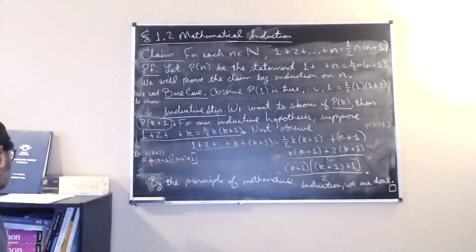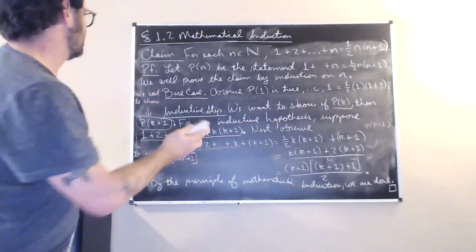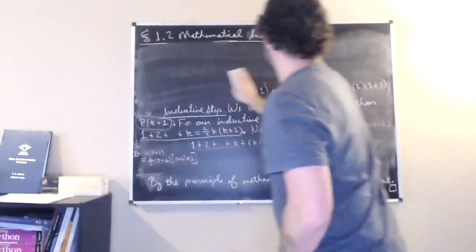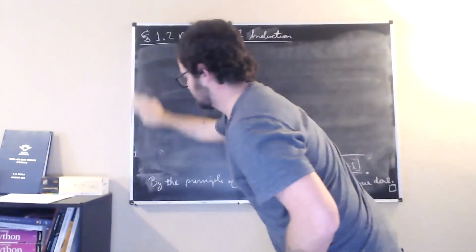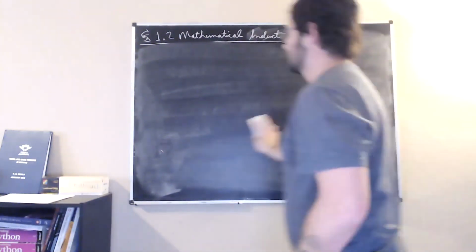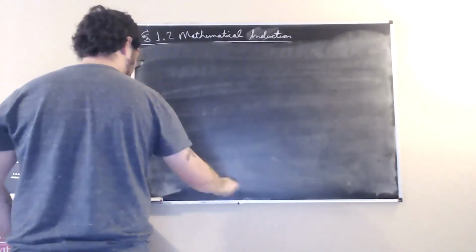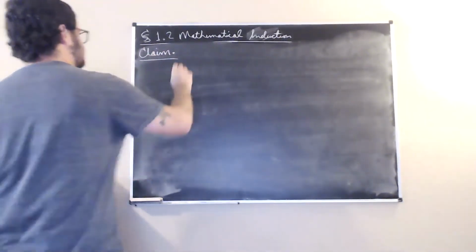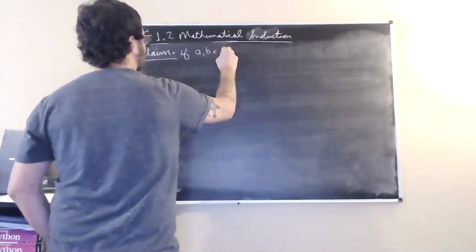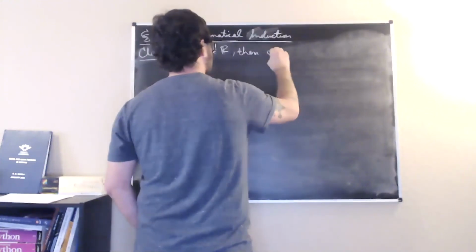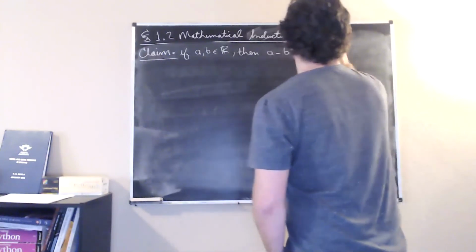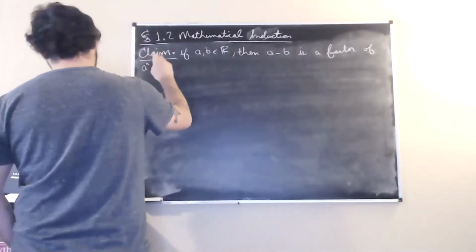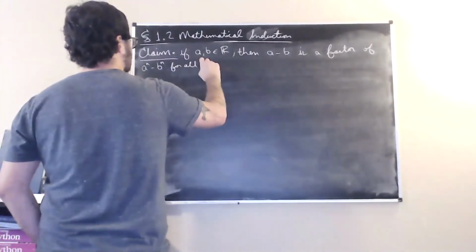Okay. So maybe let's look at a different type of example. All right, so what's my claim? If a and b are real numbers, then a minus b is a factor of a to the power n minus b to the power n for all natural numbers n.